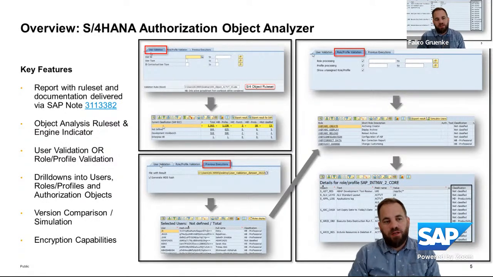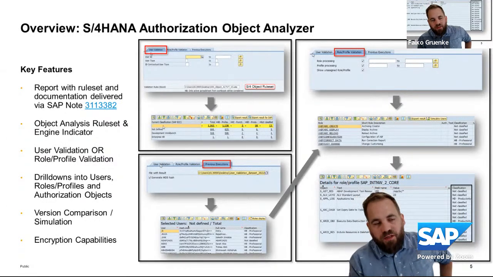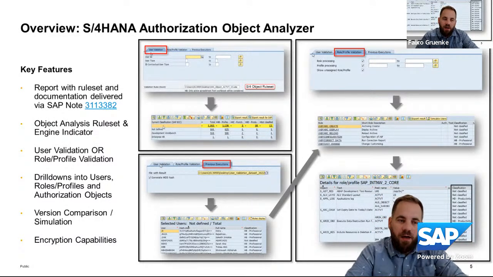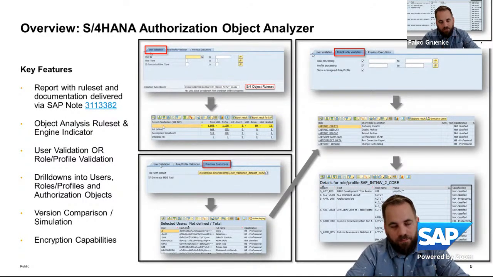When you're looking into the SAP note to download it to your ECC or your S/4 system, you will find as an attachment the rule set itself, which is available for downloading, as well as a little manual which allows you to go step by step through the process. All the functions and details are described in there.